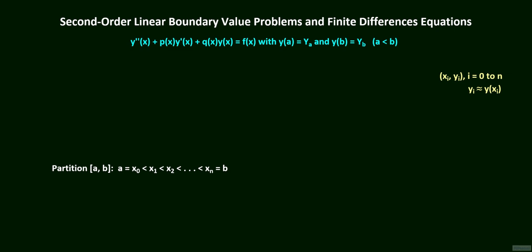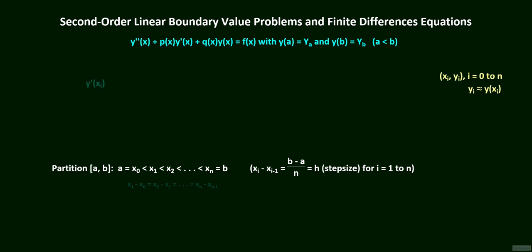We can use a non-uniform partition, but to simplify the discussion, we use a uniform partition so that x_1 minus x_0 equals x_2 minus x_1, and so on. And so, the length of the ith subinterval, which is x_i minus x_(i-1), equals the length of the entire interval, which is b minus a, divided by n, for all i from 1 to n. Let the step size h be the length of each subinterval.